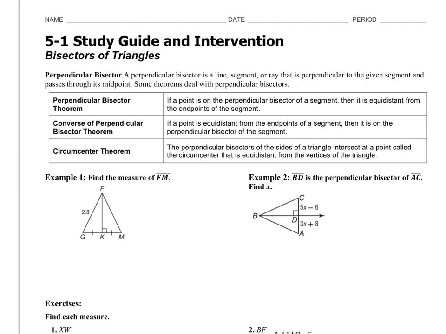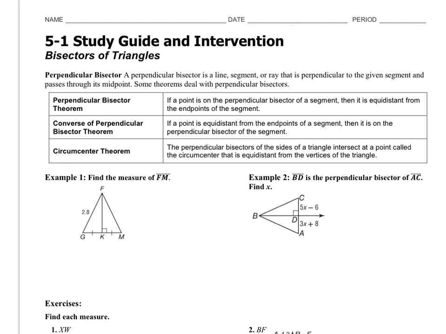The perpendicular bisector theorem is if I have a point on the perpendicular bisector of a segment, so I already know I have that perpendicular bisector, then it's equal distance from the endpoints of the segment. And then the converse is true as well. If I have a point that's equidistant from the segment, then it's on the perpendicular bisector of the segment.